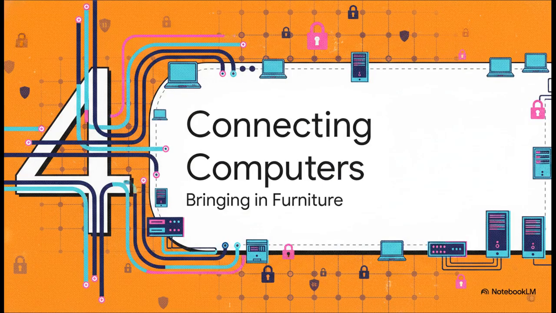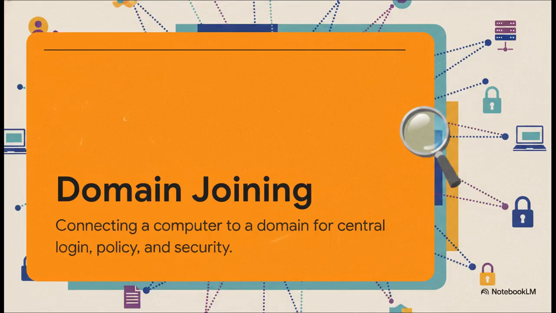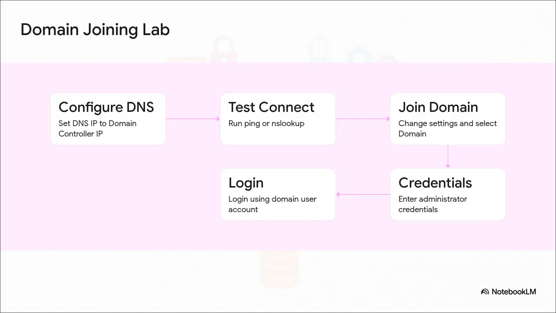Section 4. Connecting and managing computers, or bringing in the furniture. When you buy a brand new laptop for the office, it's just an isolated machine. It doesn't know anything about your network. Domain joining is the process of connecting that computer to your Active Directory domain. It brings the device under your centralized control, which allows network logins, enforces those group policies we just talked about, and massively upgrades its security posture. Let's move over to see how this builds in practice.